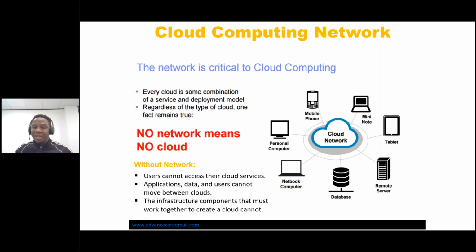So without network, it is impossible for the cloud service to be enabled or run. All right. So without network, users cannot access their cloud service. Application data and users cannot move between clouds, and the infrastructure components that must work together to create a cloud cannot be available. All right.